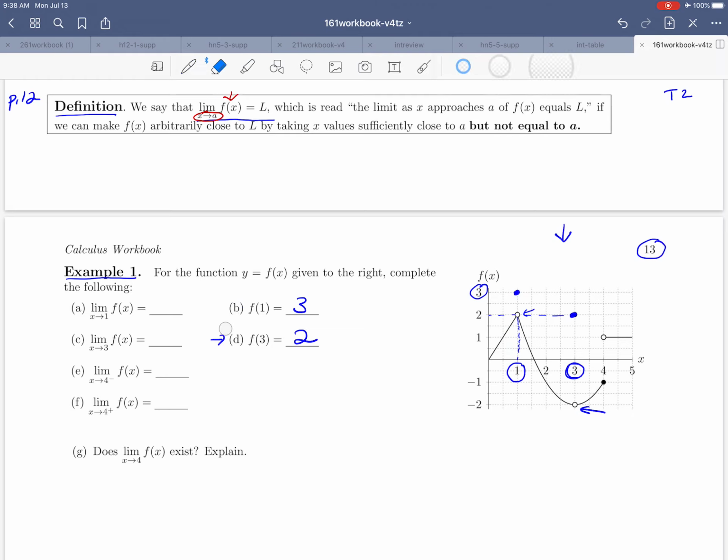Okay, so we have done two of the parts here, and we are ready to talk about one of the limits. I'd like to look at A, just so that we've got room to work. I'm going to erase the markings that we made so far. Let's first read in words what they're asking us for in part A. It's asking us for the limit as x approaches 1 of f of x. So this is basically asking us if we take x values that are close to 1, what are the y values of our function close to?